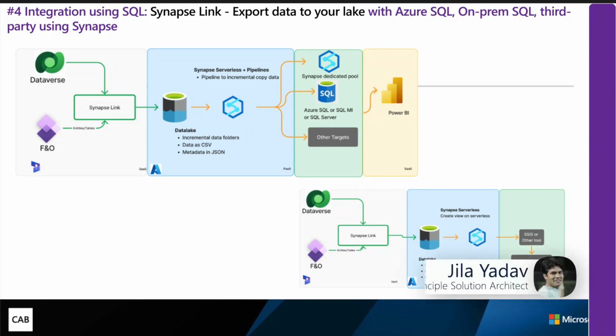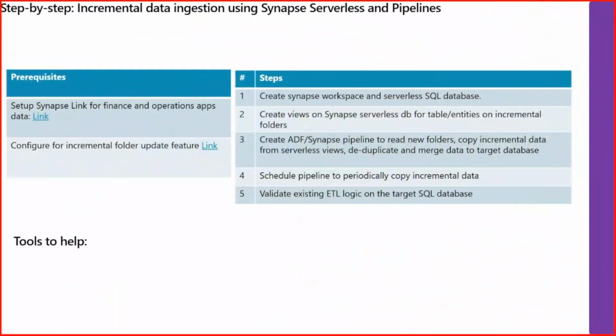All right. Thanks, Steve. What we are going to demo is a sample pipeline, which we are going to publish on GitHub as well, to show exactly in action how you can copy the data from incremental folders in Synapse Link. So just to go through the step-by-step incremental data ingestion.